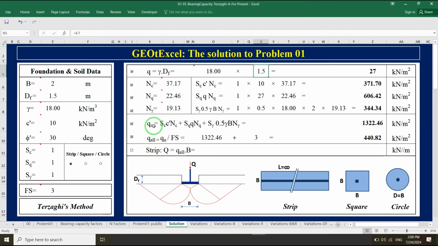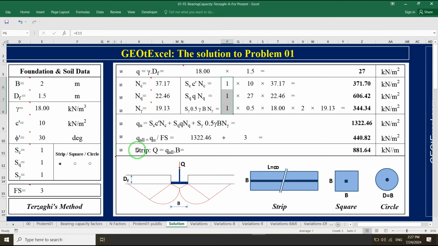In this equation, ultimate bearing capacity QU, we have three terms: SC C' NC, SQ Q NQ, and S gamma half gamma B N gamma. You can see the detailed calculations here: SC, SQ, S gamma, C', Q, NC, NQ, gamma, B, and N gamma. For strip foundation, Q equals q all multiplied by B.